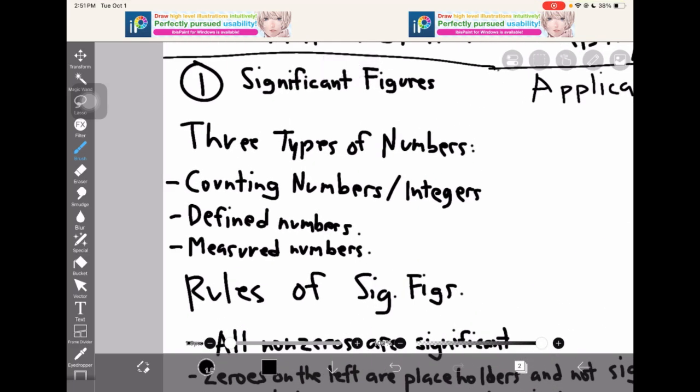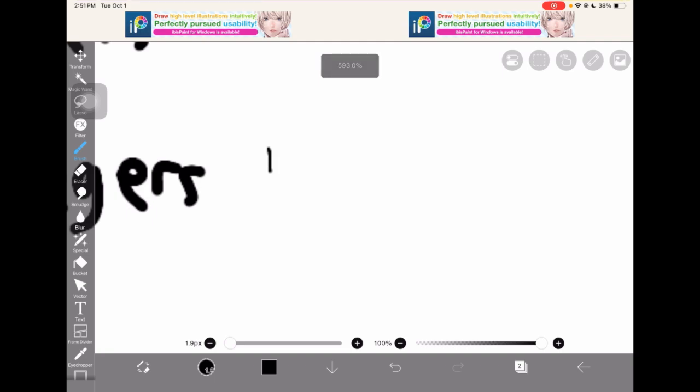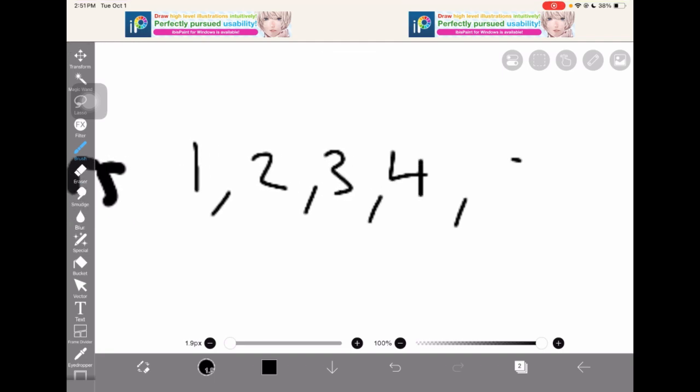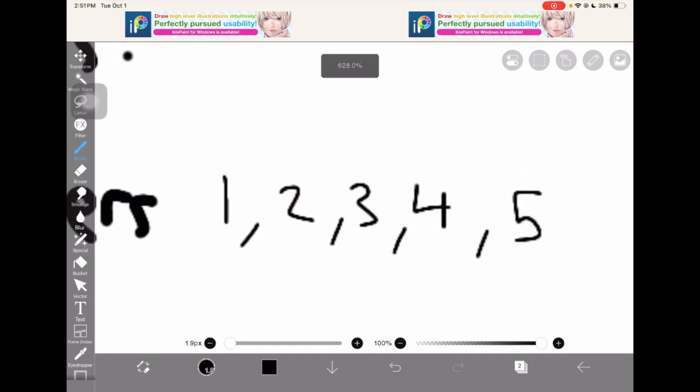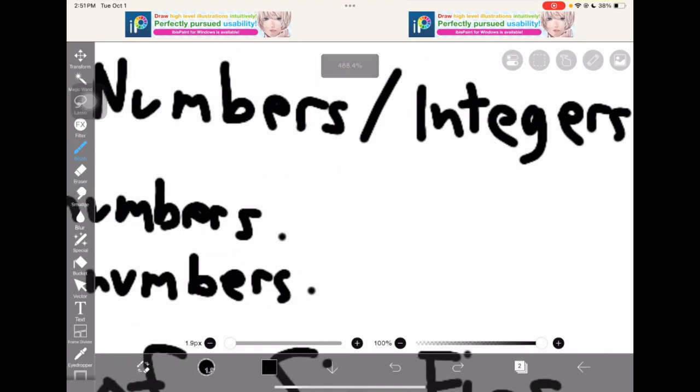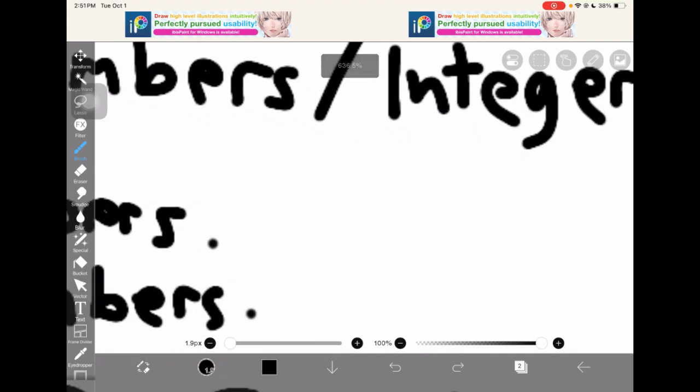These are the counting numbers, defined numbers, and measured numbers. Counting numbers are like 1, 2, 3. These are numbers you use to count stuff. 4, 5. It's any integer greater than 0. Meanwhile, what are defined numbers? Defined numbers are words substituted for numbers. For example, you can just say 1 dozen instead of 12.